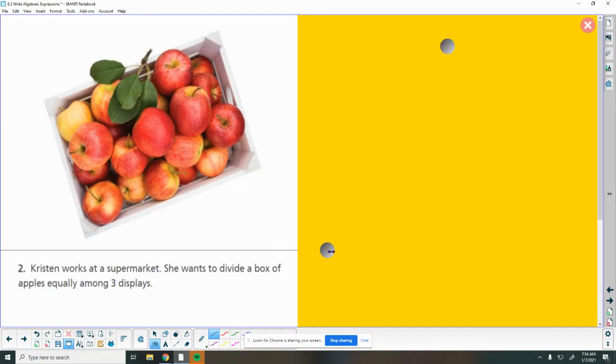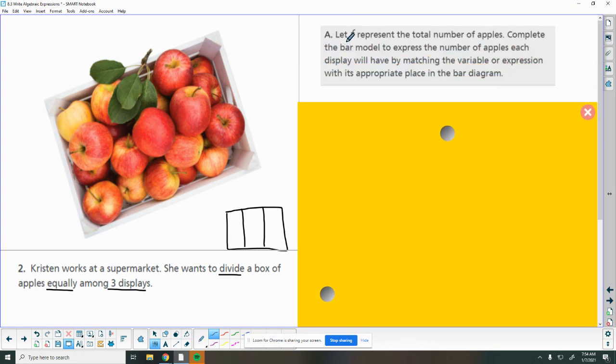So task 2 tells us that Kristen works at a supermarket. She wants to divide a box of apples equally among 3 displays. So we have one big box, and she wants to split it into 3 groups, or she wants to split it into thirds. That's the same thing. Splitting something into 3 groups or into thirds is the same. So it tells us that we're going to use F as our variable to represent the total number of apples.